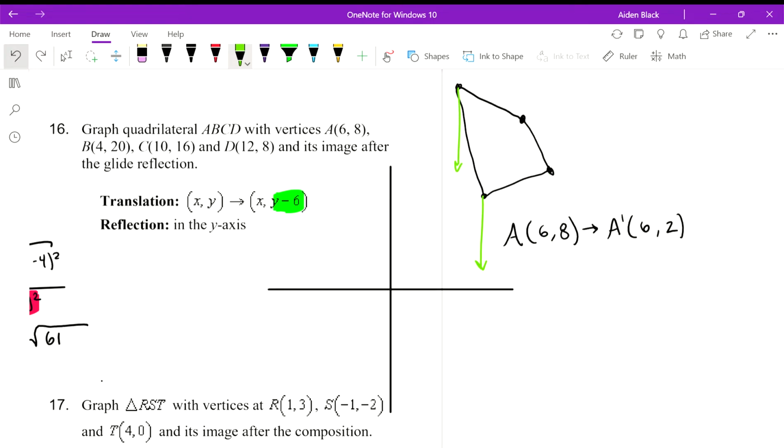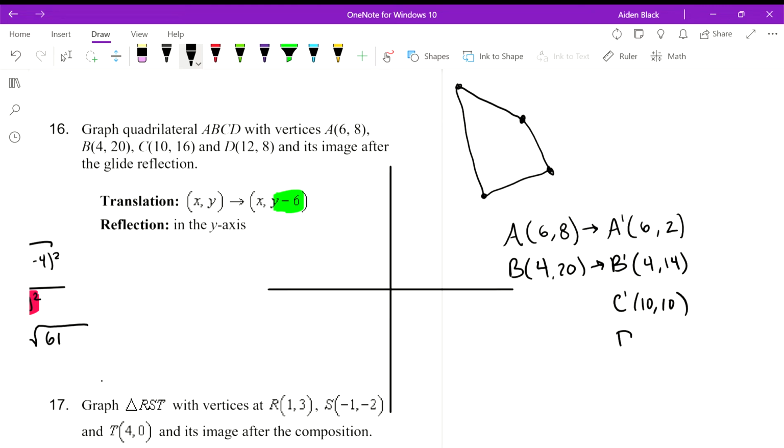Okay. So B is at 4, 20. So we end up with B prime at 4, 14. Since again we have subtracted 6 from the y-coordinate. Let's write the rest of these like this. C is at 10, 16, so we should be at 10, 10. And then D is at 12, 8, so D prime should be at 12, 2.